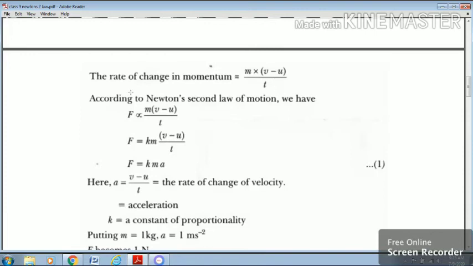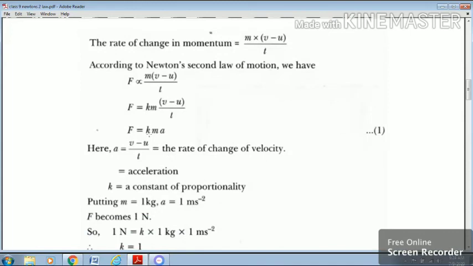Now Newton's second law says that force is directly proportional to the rate of change of momentum. This was the statement. So F is proportional to m into v minus u by t. This sign is the sign of proportionality. So when this proportionality is removed, we have a constant. Here constant is k, so F is equal to k m v minus u by t. Now v minus u by t is velocity by time, that means acceleration. So force is equal to kma.